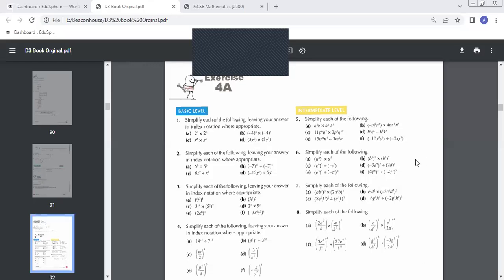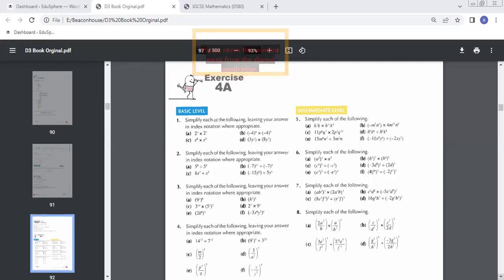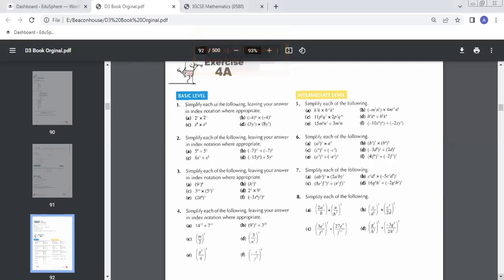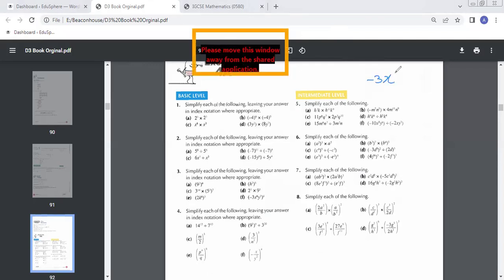Now let's talk about these few examples. I'm taking some complex questions and let's solve them. Let me take one of the questions, let's suppose this one in the F part. It's written minus 3 x power 6 y squared, power 4.